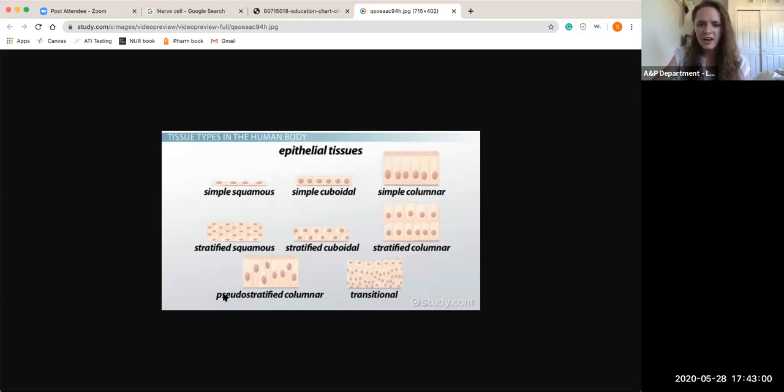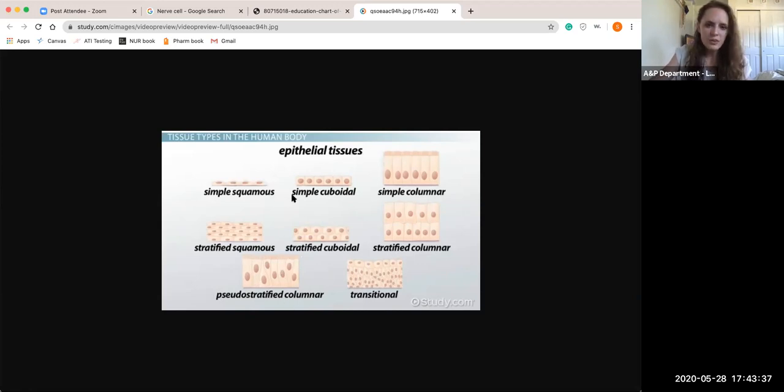Pseudo stratified, pseudo means false. So false stratified. In this example, it looks like there's many layers because the nuclei are all kind of squamous, not like they were right here. But it actually is just one layer. If you look close, you can see that it's just one layer of cells. Each one of these connects to that basement membrane. So simple means one, stratified means many, pseudo-stratified means it looks like many, but it's actually just one.